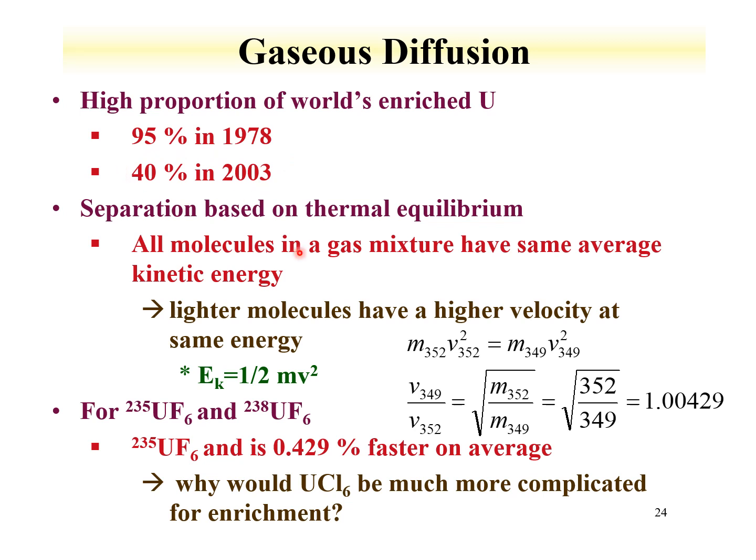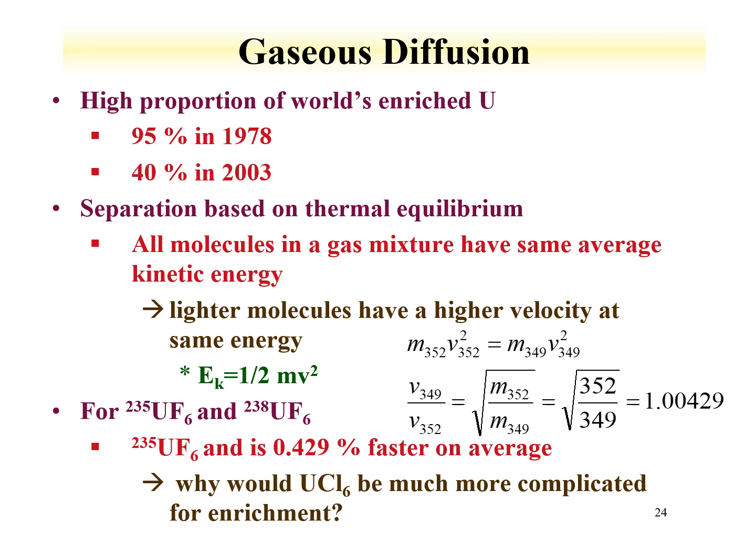Gaseous diffusion is based upon thermal equilibrium. So if all molecules in a gas mixture had the same average kinetic energy, these average kinetic energies, 1/2 mv squared, are the same. The isotope with the lighter mass will have a higher velocity, on average. Uranium-235 hexafluoride is about 0.4% faster on average than uranium-238 hexafluoride.